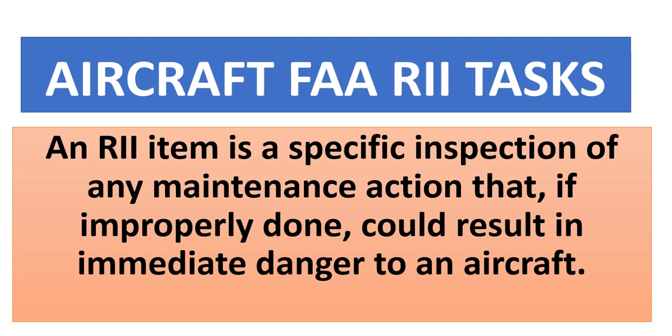In this video, I will need help from civil aviation engineers in any country. It is very important because I am confused in this video. The FAA, in the United States of America, has RII items, or tasks. An RII item is a specific inspection of any maintenance action that, if improperly done, could result in immediate danger to an aircraft.